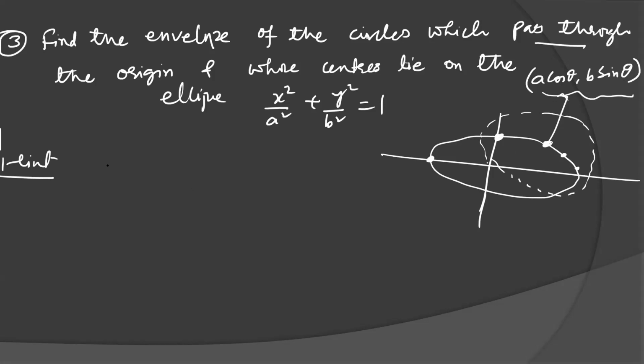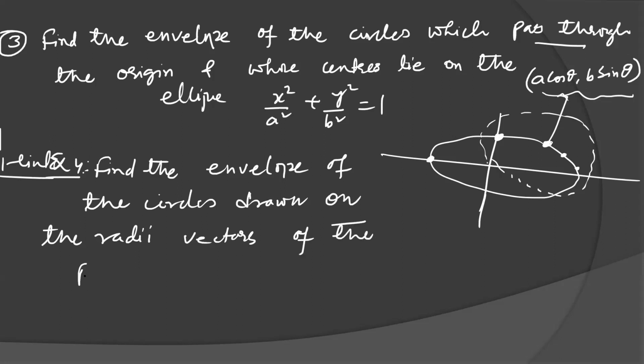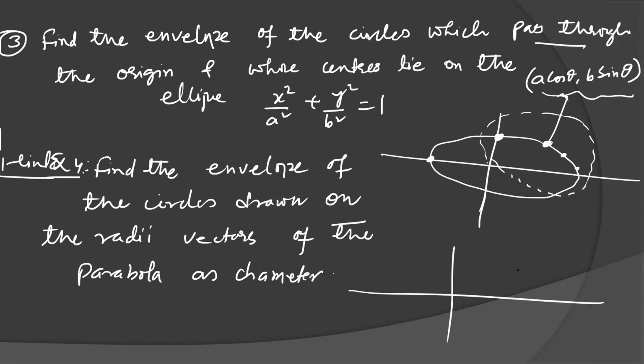Okay, next problem I am giving you, problem 4. Find the envelope of the circles drawn on the radii vectors of the parabola as diameter. See the hint here. This is your parabola and radii vector is diameter.